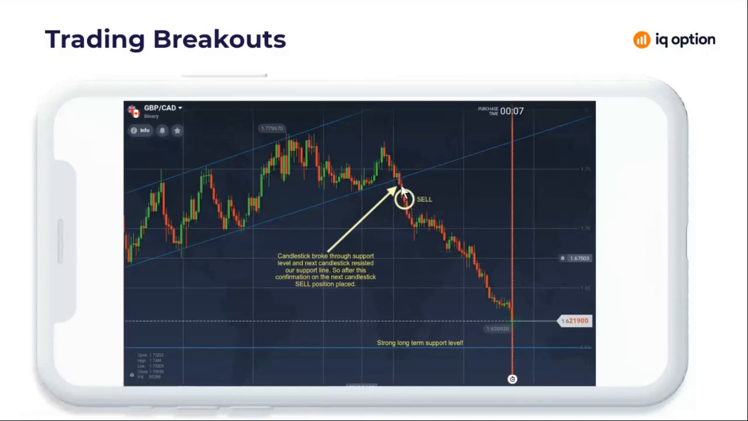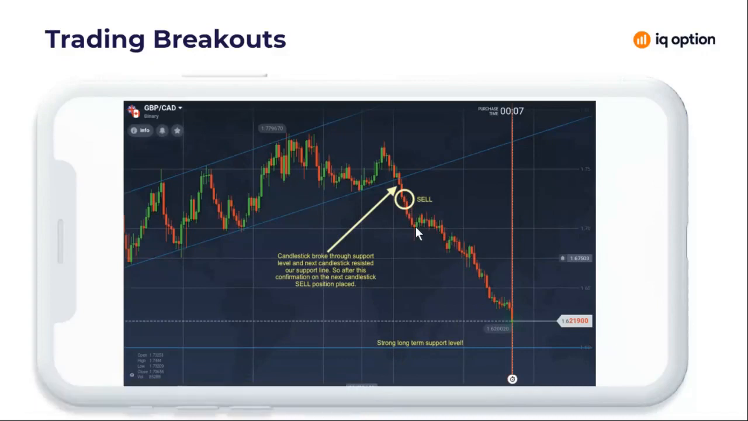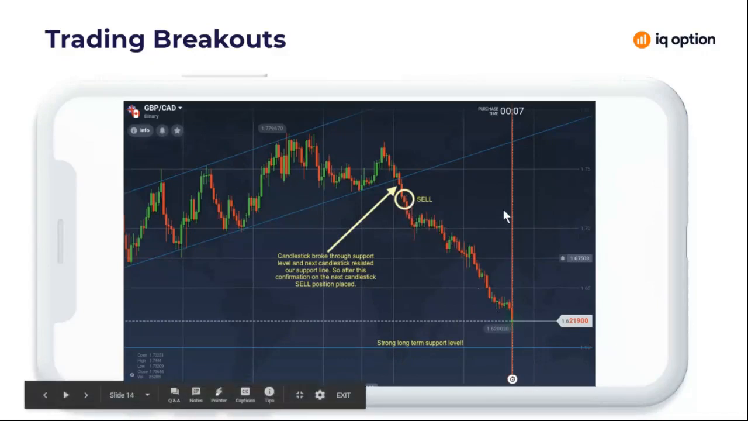You could have entered the market around here, and there might have been a consolidation point through this level. Again, another support level. This would have been maybe another closing position. So you would have entered here, you would have closed at this point as well. The long-term strong support level was here. So if you were willing to take the risk, you would leave your position open until it hit the strong long-term support level.